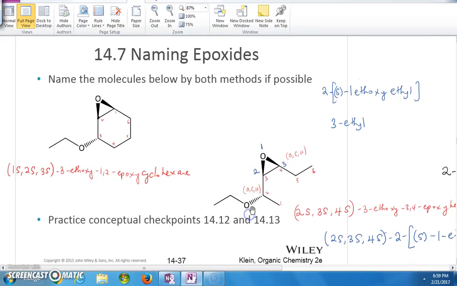This is a great example, which I've already done. So first of all, you have to determine the stereochemistry, right? And then you have to look at how it is numbered. This is very important. You have to number it like a double bond: 1, 2, 3, 4, 5, and 6. So at the 3 position, the ethoxy group. At the 1 and 2 is the epoxy, and then you have the cyclohexane.